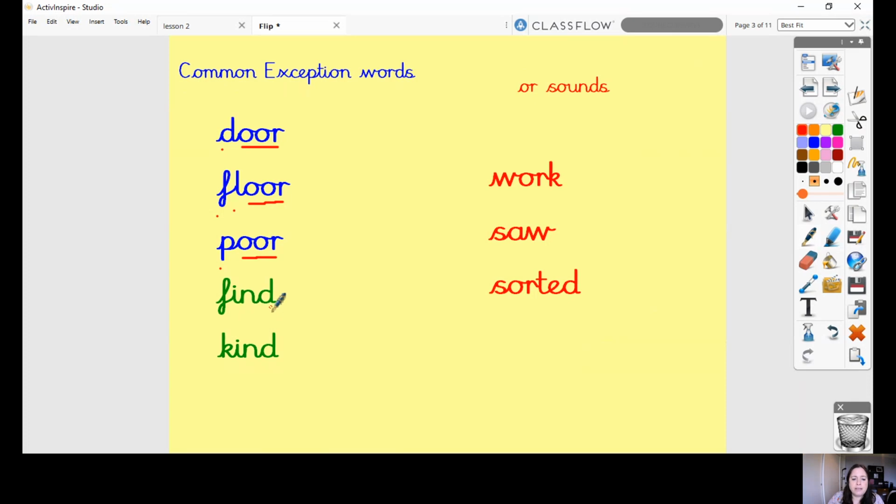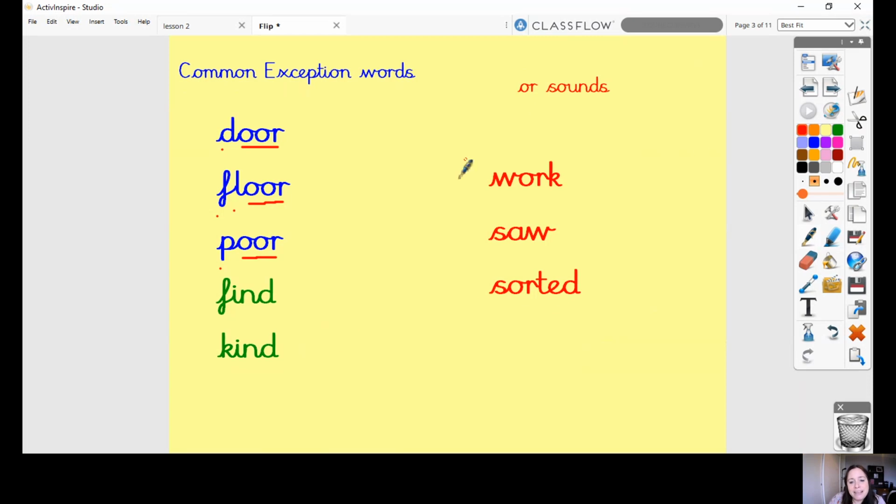Then we've got find and kind. Now, if we sound them out, it's find and kind. If that helps you, I might give you a little bit of help, I might say, "Ooh, find the something." Because sometimes it helps you to say it in a funny way, which will help you remember how to spell it. So you've got find and kind.